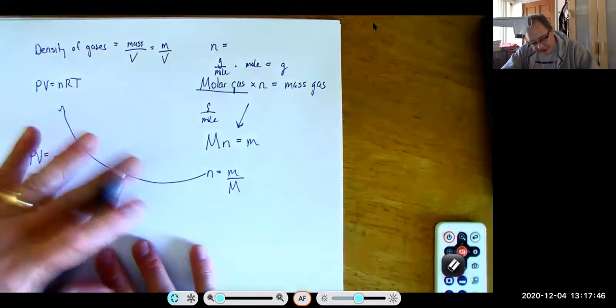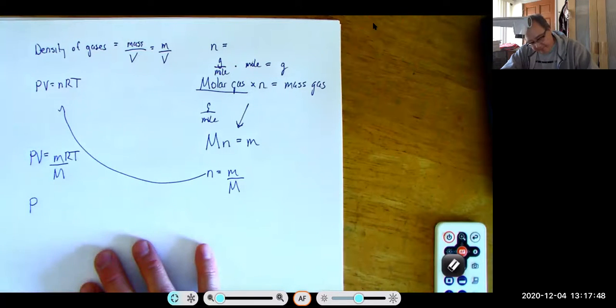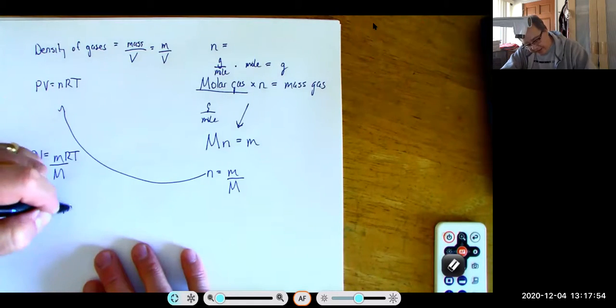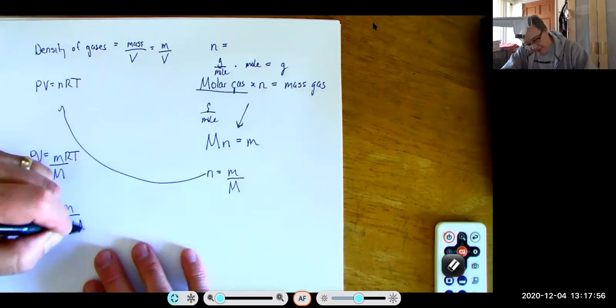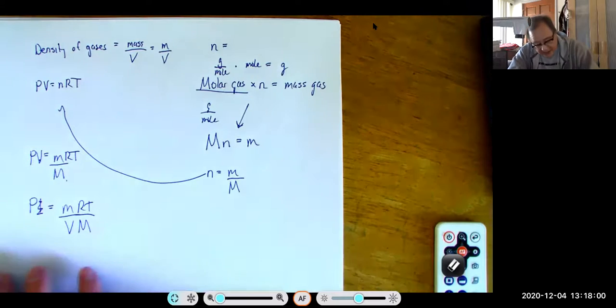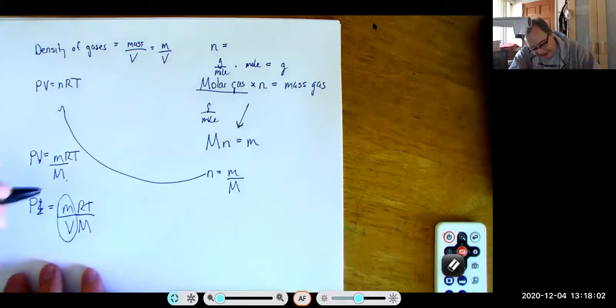Now I can rearrange this and get P M, actually I'm going to leave the M there. P is equal to m over V M RT. So what I did is I took the V and put it on the other side. Now what is that? That's density.